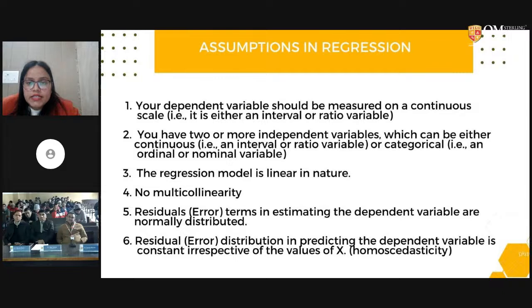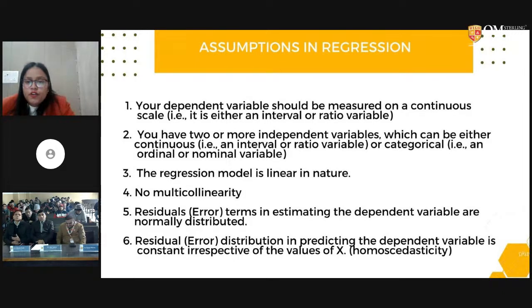Now, talking about the assumptions in regression. When we are applying the regression analysis, we have to understand the assumptions, because regression analysis is a parametric technique, and before applying the parametric technique, we have to understand whether the assumptions of regression analysis are fulfilled or not.